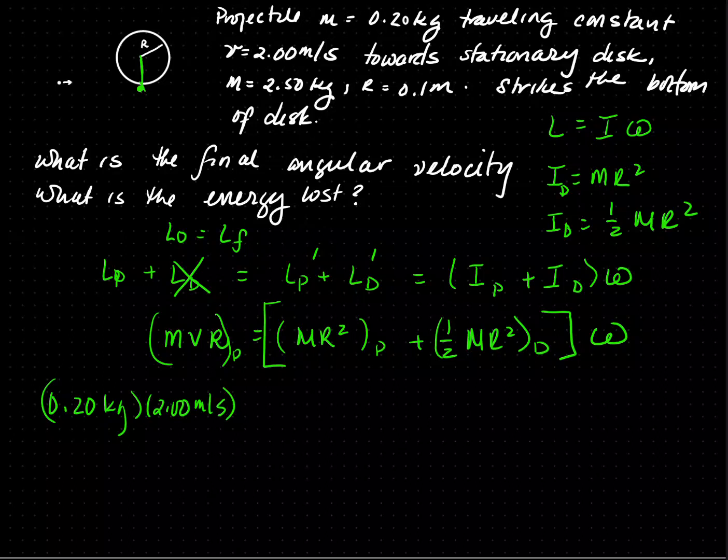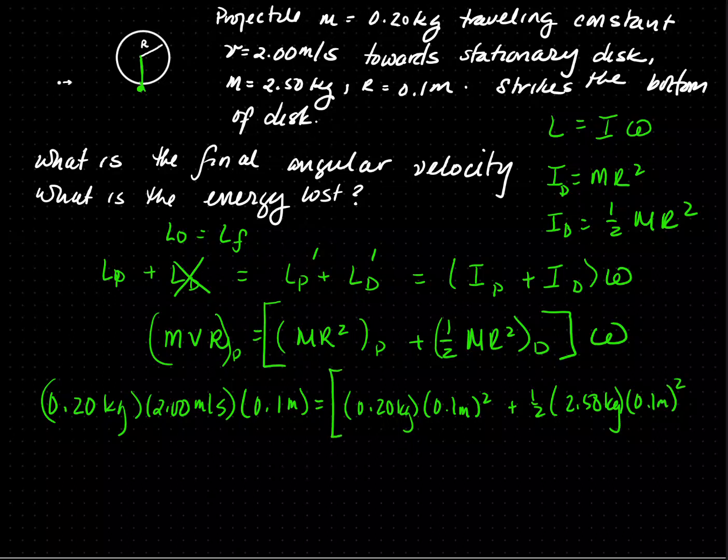The shortest distance was the radius, which is 0.1 meter. This is equal to the mass of the projectile times the radius, which is 0.1 meters squared, plus 1/2 mass of the disk, which is 2.50 kilograms, times the radius of the disk, which is 0.1 meters squared. This whole thing is going to be multiplied by omega, and we're looking for omega.